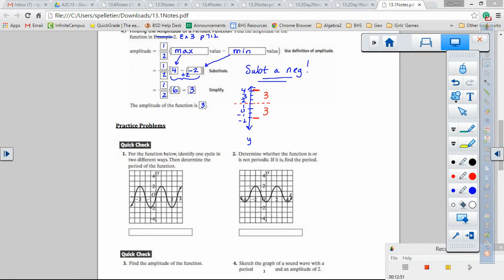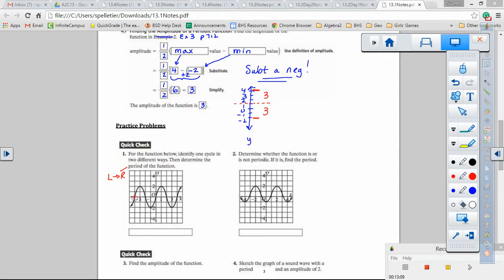All right, so now let's do these quick check problems. Let's do 1 and 2, and then we'll move on after that. For the function below, identify one cycle in 2 different ways, then determine the period of the function. So remember, period means left to right. So I'm just going to do the 2 easiest ones. It says to do it in 2 different ways.